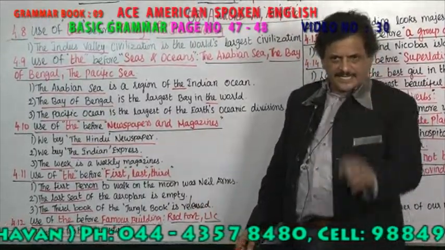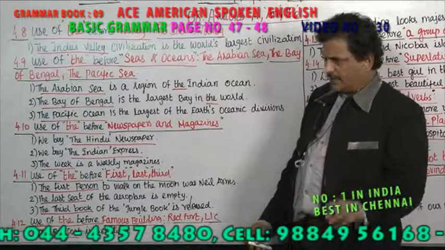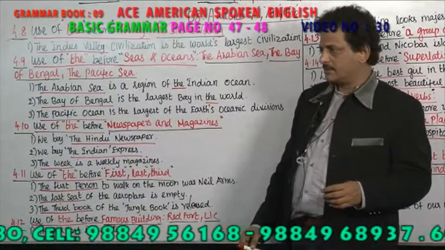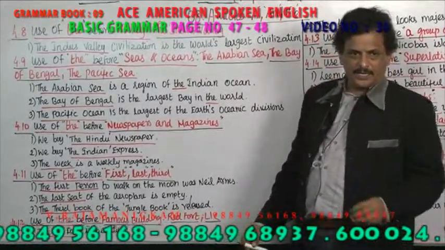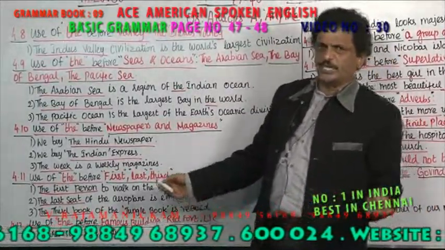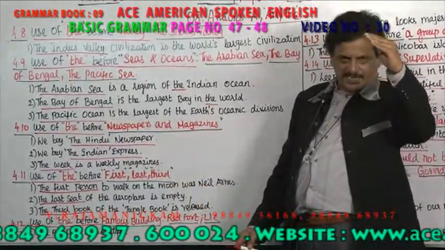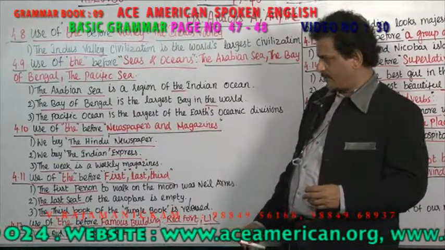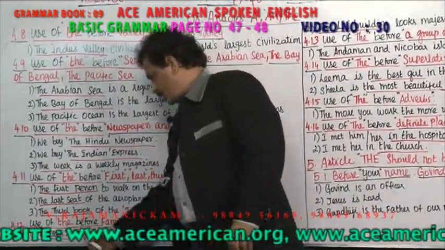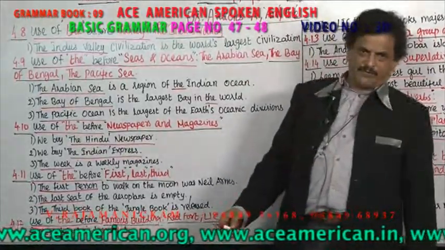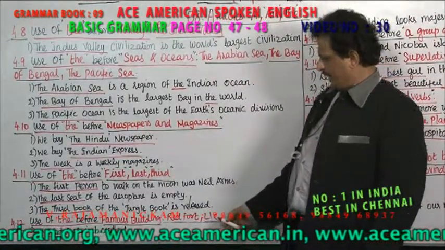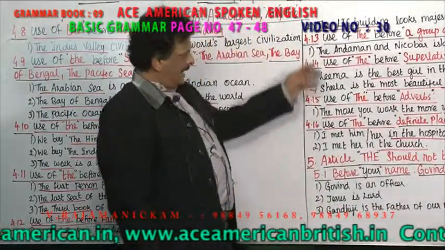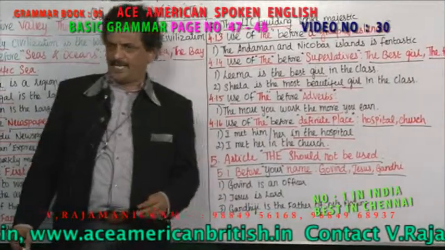The first, the second, the third, the fourth, the fifth, the last but not the least, right? The, according to the order. When do you use the first, the second, the third? When you want to say something in order, right? So, now coming here, use of the before the famous building, very famous building, Red Fort, LIC. The Red Fort is beautiful. The LIC building looks majestic in Chennai.